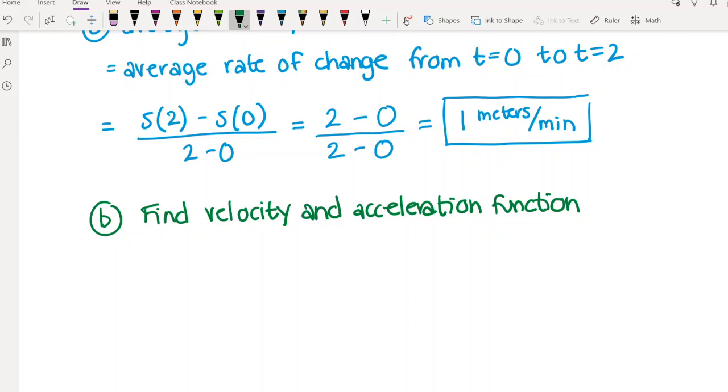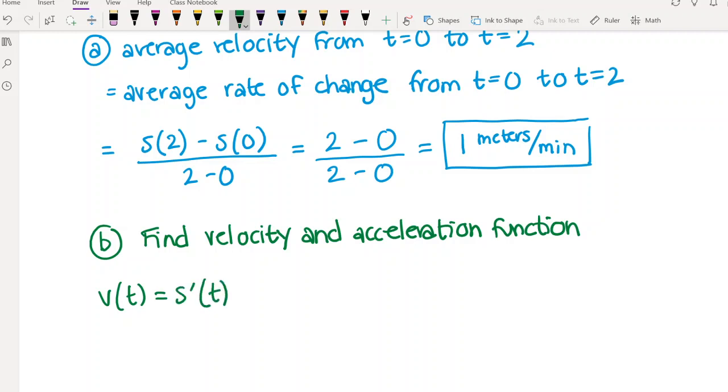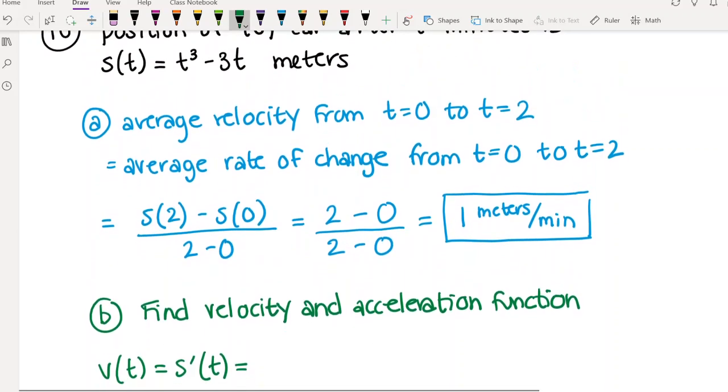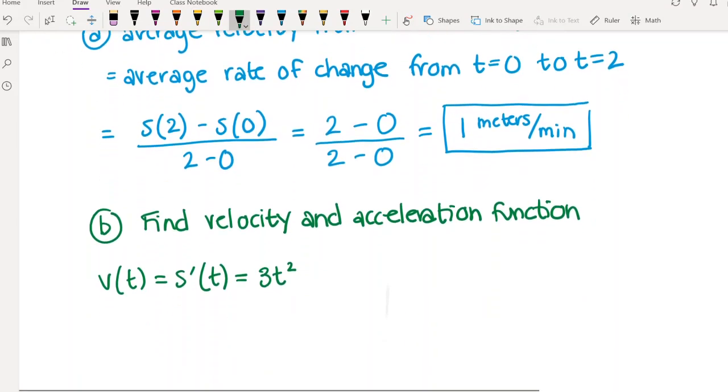When we find the velocity function, that's the function that tells you the instantaneous velocity at any moment. So it's different. The instantaneous velocity is like when you're driving and you look at the speedometer to see what it's saying at every specific moment, whereas average velocity is what your average speed was overall on the trip. So how do we find the velocity function? The velocity function is the first derivative of the position function. Our position function was t cubed minus 3t, so that's going to be 3t squared minus 3.